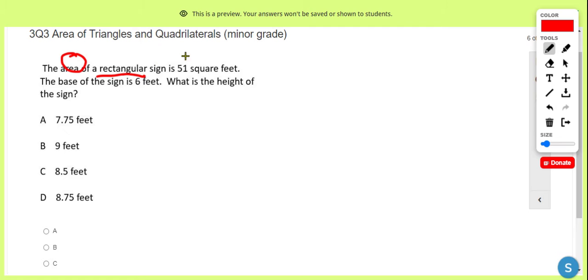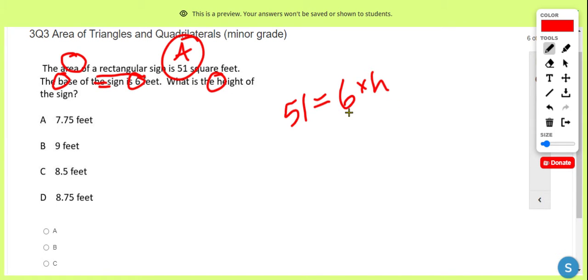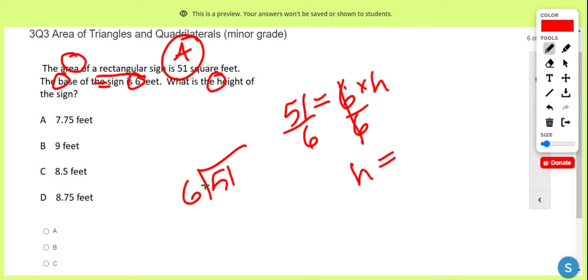Area of a rectangle is 51. So 51 is the area and it's base times height. The base is 6 times the height. I'm going to divide both sides by 6 to cancel. So the height is equal to 8, and 8 times 6 is going to be 48. Put a decimal in there, bring in a 0.